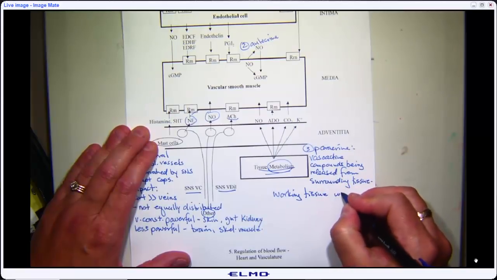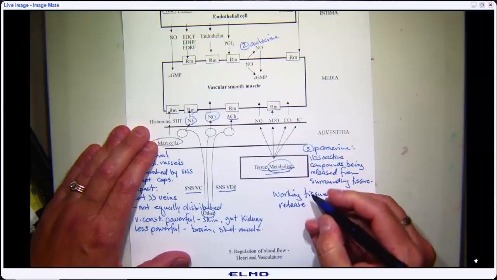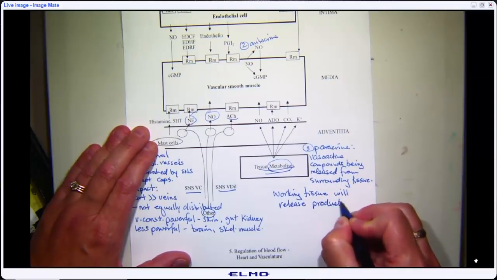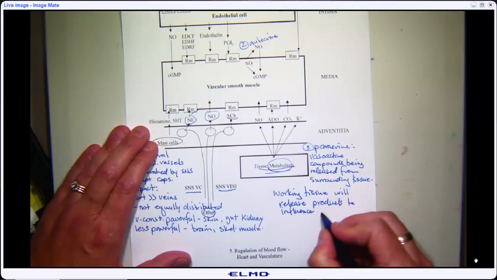So working tissue will release products to influence vessel diameter.